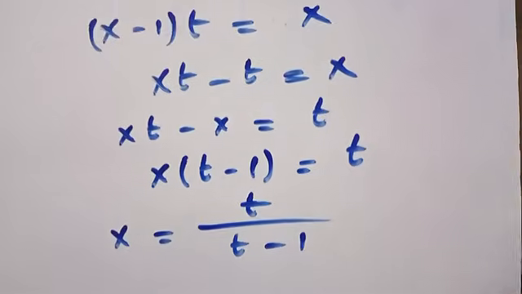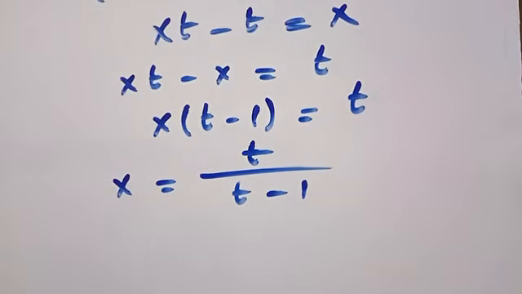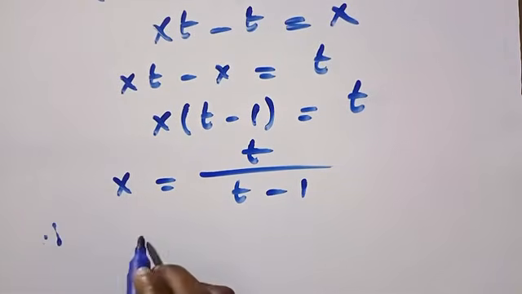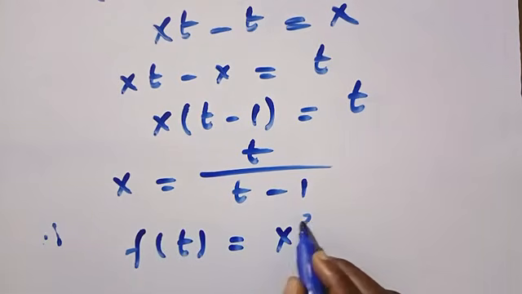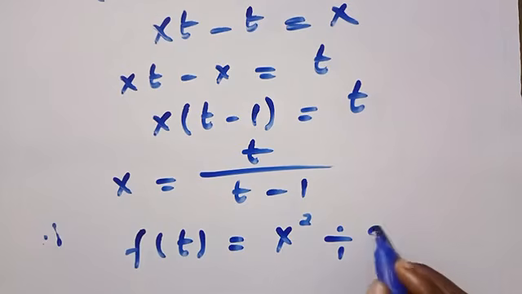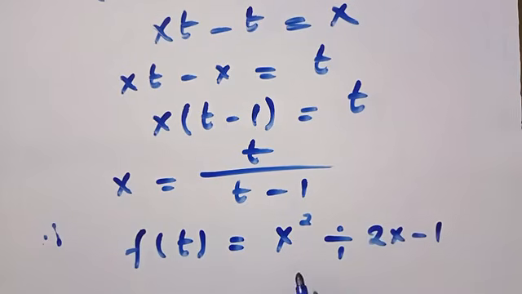And we are going to replace this in the function, which becomes f of t equals x squared divided by 2x minus 1. So we can use that long division or this short division. We are going to start replacing all this. We need to find x squared and we need to find 2x minus 1. Then we couple the two together.